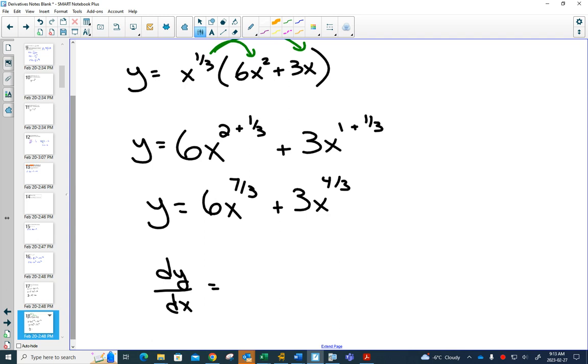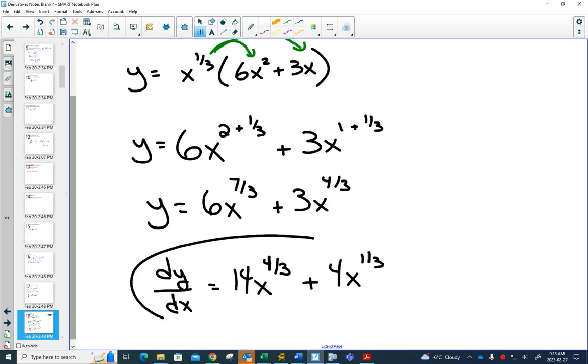So now that I have it set up, I can bring the 7/3 out in front. 6 divided by 3 is 2. 2 times 7, 14. Subtract 1 from the exponent, 4/3. 4/3 comes out in front. The 3 divided by 3 will cancel out. I'll just have 4. Subtract 1 from the exponent. So it takes us sometimes more time just to do the setup. Once things are set up, the derivative is a single step.